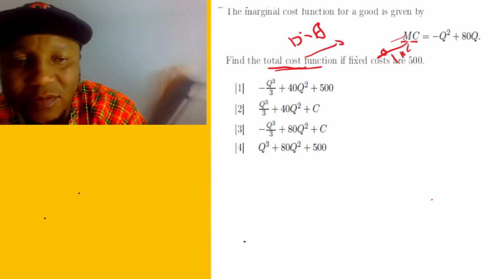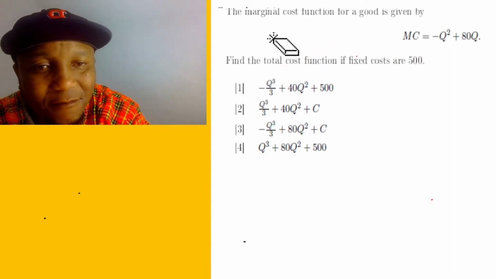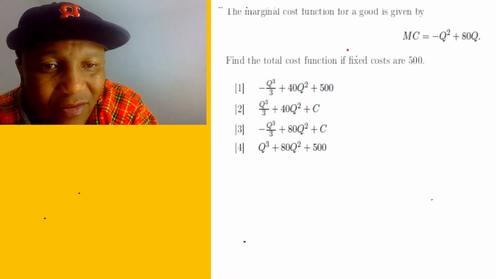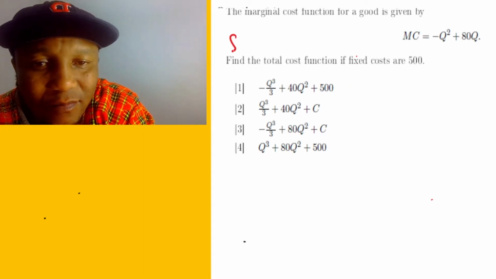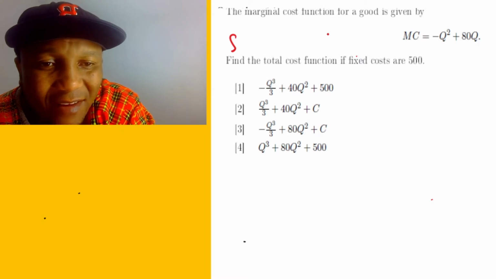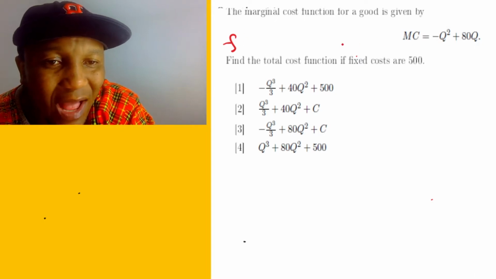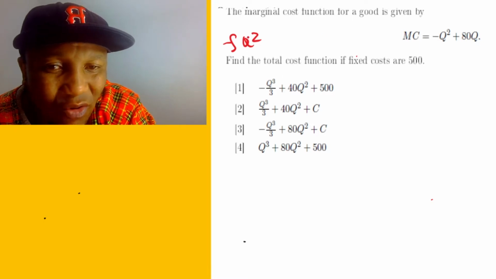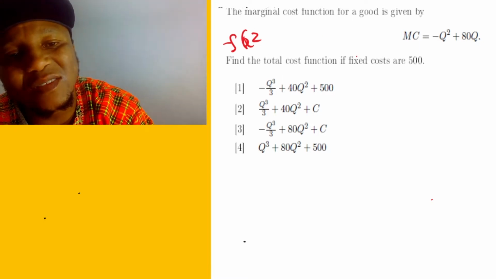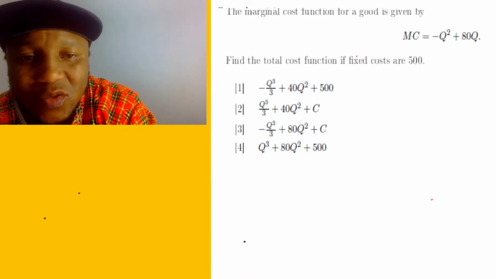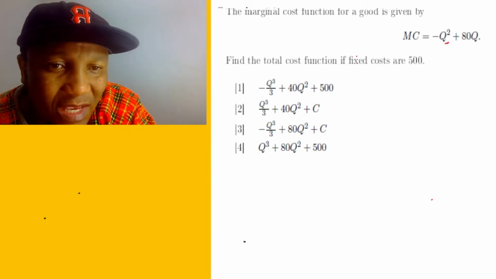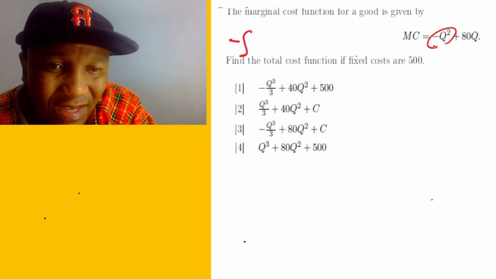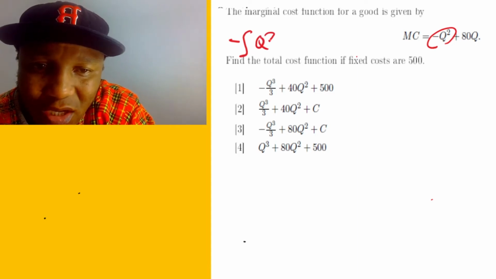How we're going to integrate is very easy. I have to integrate here. The integral of negative Q square, but the negative is a constant, so it can simply go outside. Then you write your integral, and then you write your Q square.